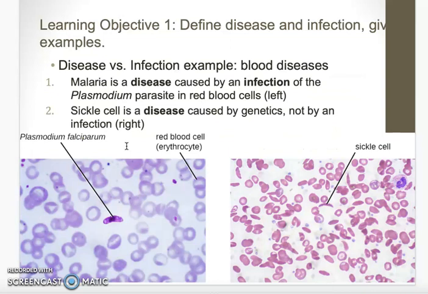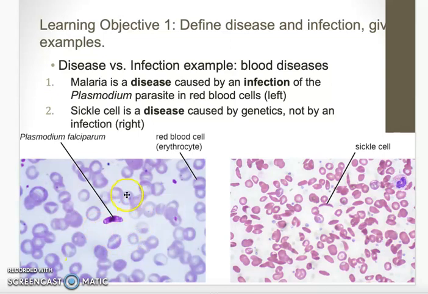Another example here, these are two blood diseases. This picture here in purple, that is malaria. So that's a disease. It's caused by an infection of this parasite, Plasmodium, in your red blood cells. So that's a disease caused by an infection.